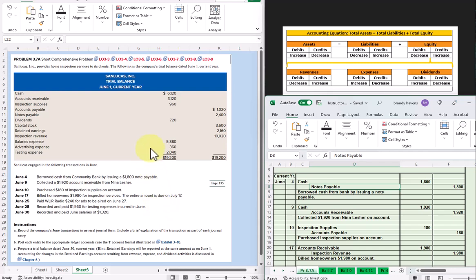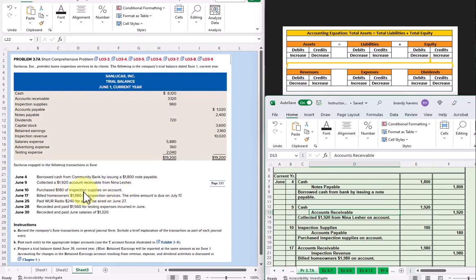So we need to increase the cash account and decrease the accounts receivable. Both of these are asset accounts, so we're just going to look right here. We post a debit to increase and a credit to decrease, which means we're going to debit cash for the $1,920 that we received, and we're going to credit accounts receivable for the same $1,920.